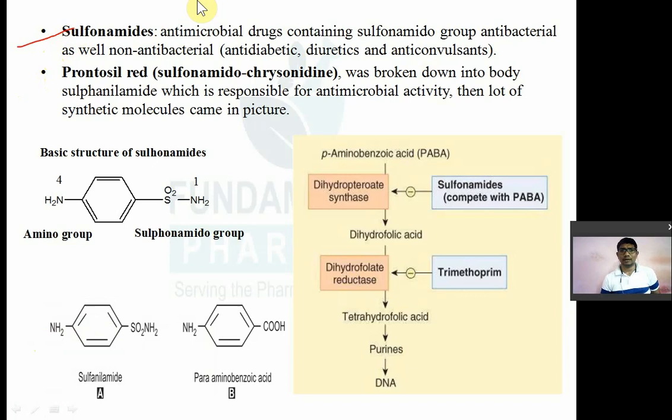So this anti-metabolite term you will hear in two chapters. First one is sulfur drugs and second one is anti-cancer drugs. So this term is there in two chapters. Sulfur drugs are also known as anti-metabolites. Anti-cancer drugs are also there. One of the classes of anti-cancer drugs is anti-metabolite.